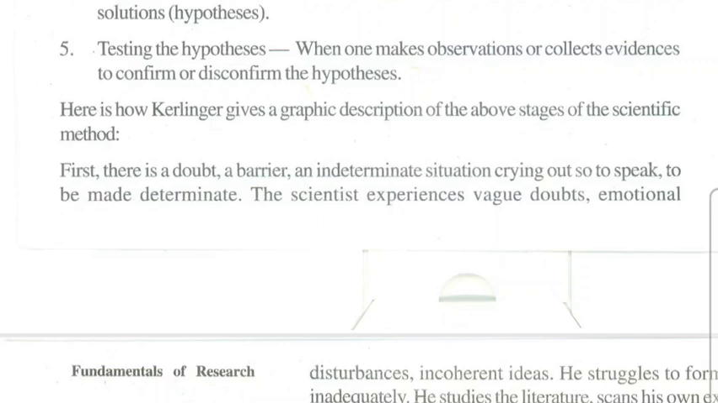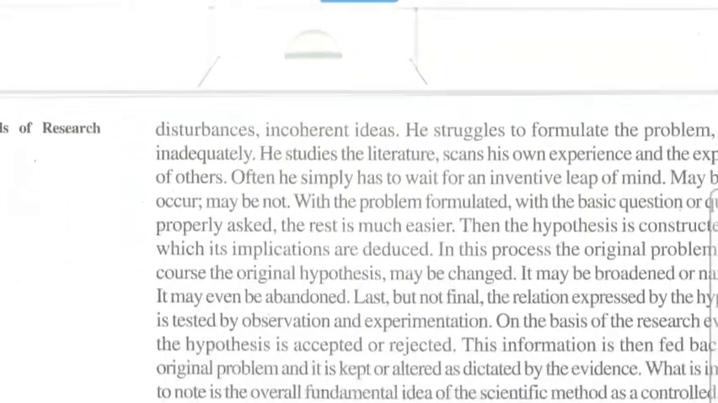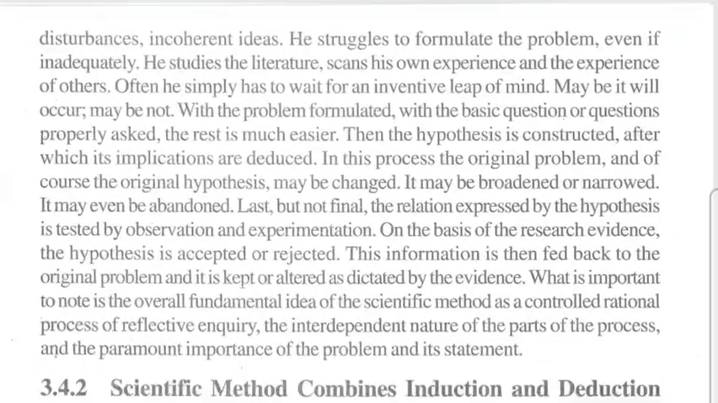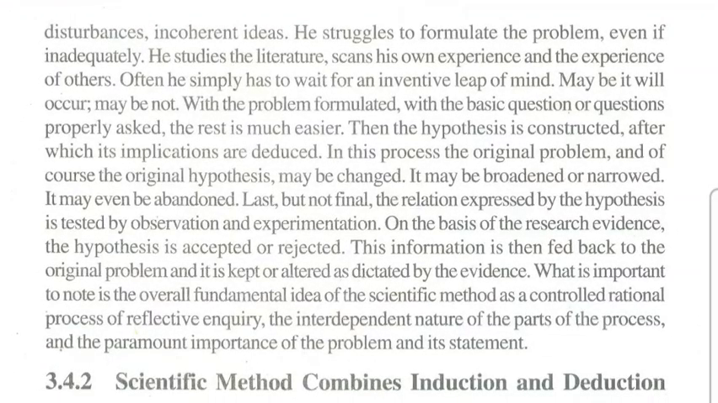Here is how Kerlinger gives a graphic description of the above stages of the scientific method. First, there is a doubt, a barrier, an indeterminate situation crying out, so to speak, to be made determinate. The scientist experiences vague doubts, emotional disturbances, incoherent ideas. He struggles to formulate the problem, even if inadequately. He studies the literature, scans his own experience and the experience of others. Often, he simply has to wait for an inventive leap of mind. Maybe it will occur, maybe not. With the problem formulated, with the basic question or questions properly asked, the rest is much easier.